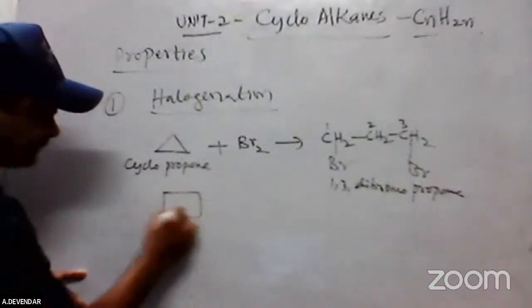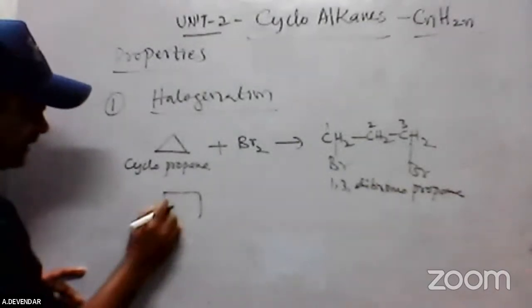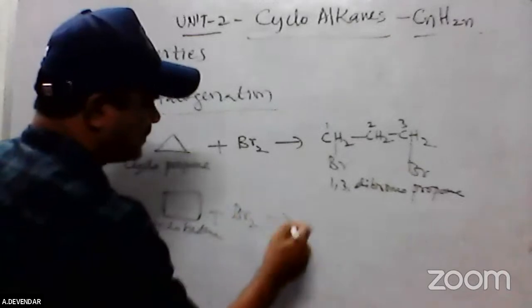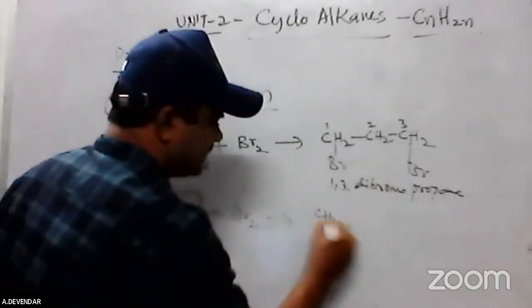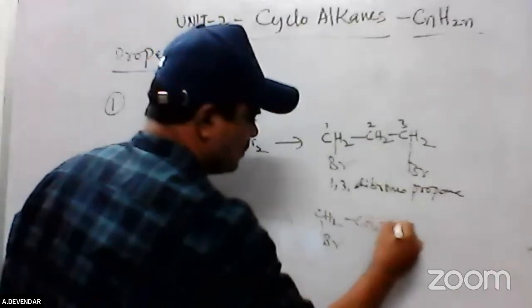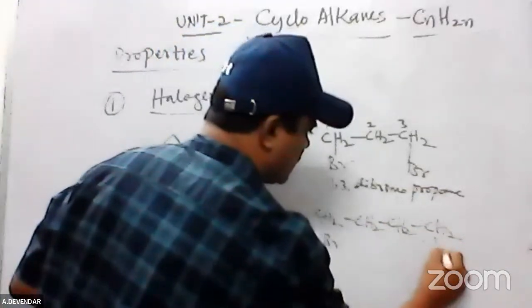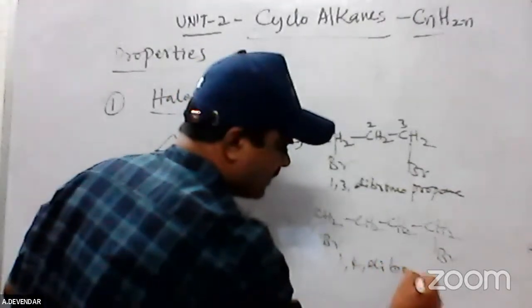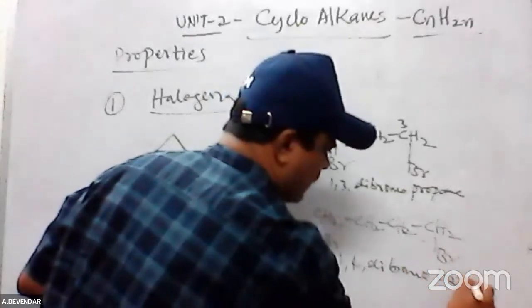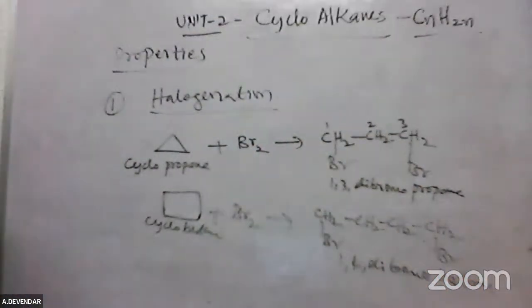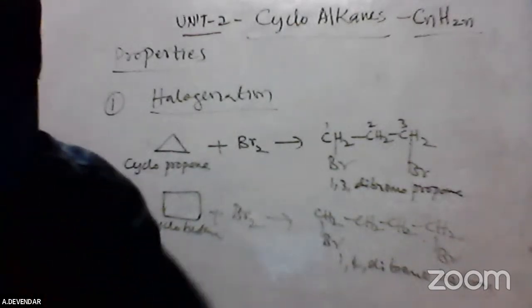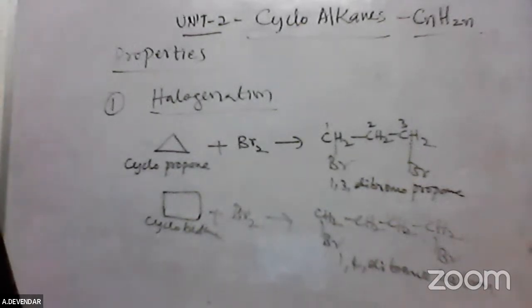In a similar manner, cyclobutane is reacted with the bromine. Formation of CH2Br, CH2, CH2, CH2Br. So the name is 1,4-dibromobutane. Very simple. Once you got the first one, this is the only one. 1,4-dibromobutane. Okay, friends. Suppose you are taking the next compound, that is cyclopentane.